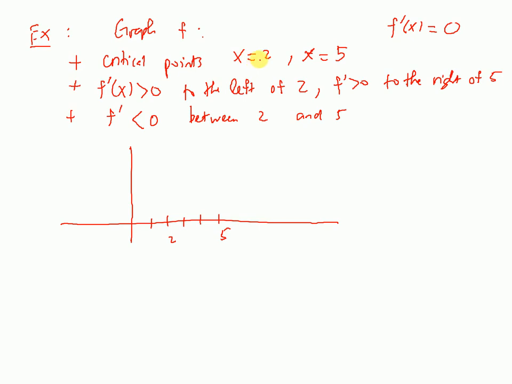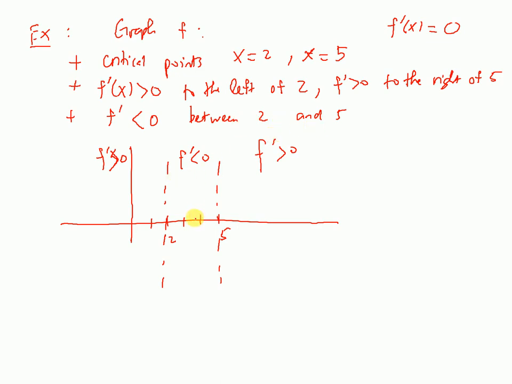Now we already know 2 and 5, so we have this region, right? We have region 1, region 2, and region 3. Now we know that f prime to the left of 2 and to the right of 5, so in this area and this area, we have f prime bigger than 0, or the function should be increasing, and less than 0 in between 2 and 5, which means decreasing.